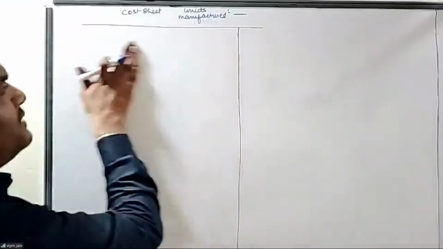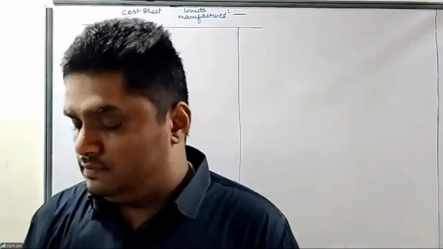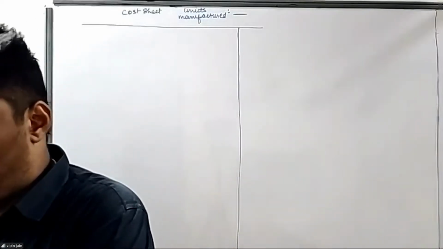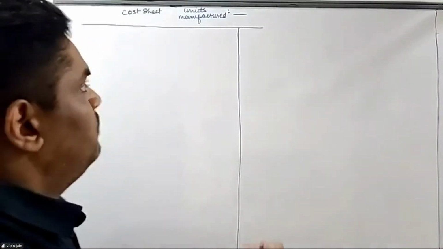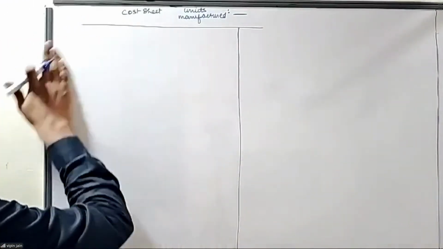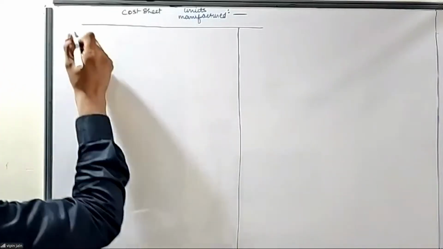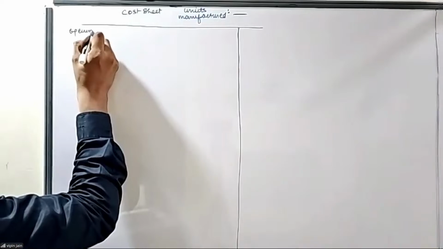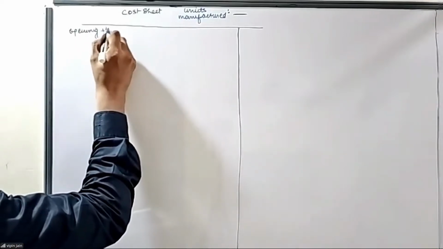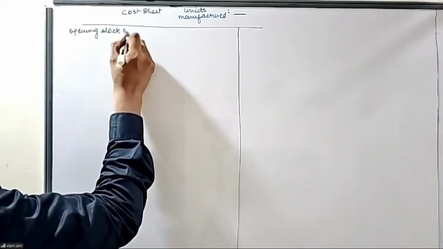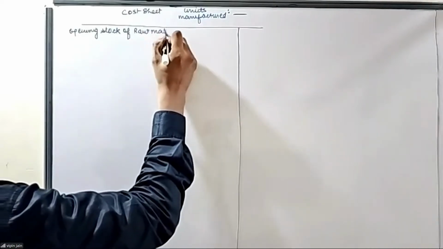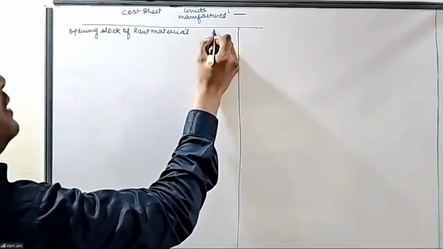So let's start with this cost sheet. The first thing we will write in the cost sheet is opening stock of raw material.